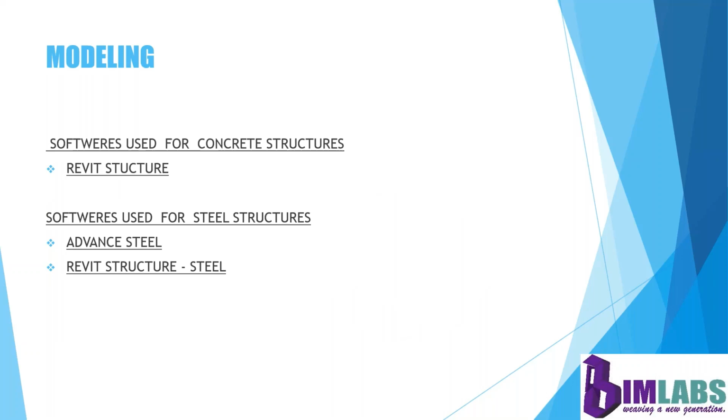So for modeling, Revit Structure is used for concrete structures. And for steel structures, we can use Revit Structure as well as we have an advanced steel software also. Why? Because for steel, general arrangement drawings and different drawings have to be made. So for preparing all those drawings, Advanced Steel is better. So what we do is we model everything in Revit Structure and we take it to Advanced Steel for creating the drawings. But when you consider concrete structures, you can do everything in Revit Structure itself.